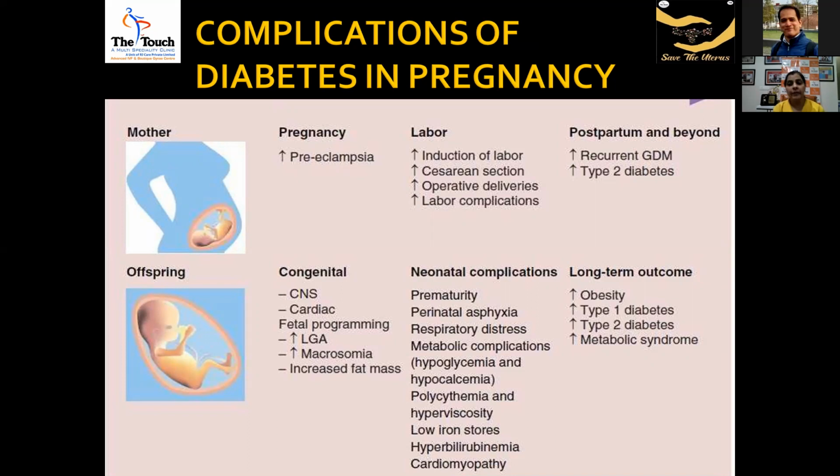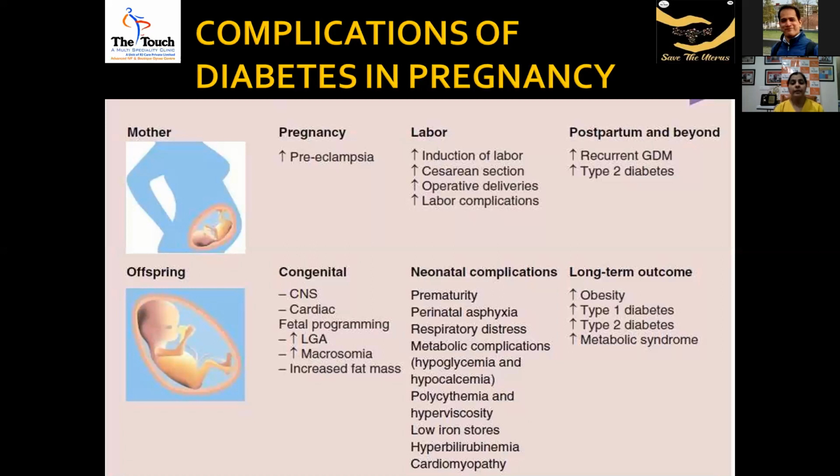Your lungs may be affected, your heart may be affected, blood pressure will increase, there may be effusions in the heart, and also there is risk because of the infections you may develop. At the present time, there is a scare of COVID, so you will become more prone to COVID also, and COVID affects diabetic people more. During labor, there is increased risk of induction, cesarean, operative deliveries and labor complications. And post-delivery, there is a lifelong risk of developing diabetes.